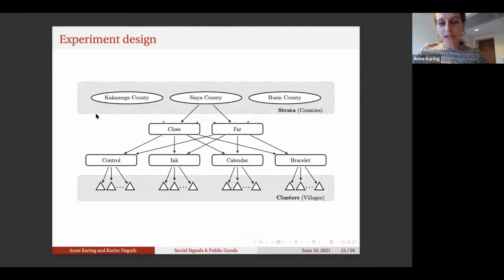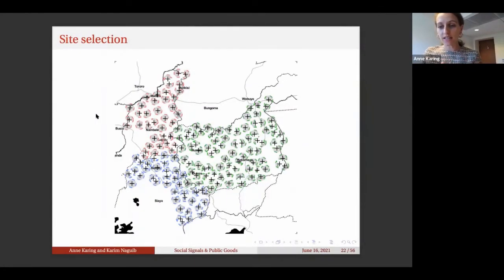So the design of the experiment was that we stratified this across three different counties: Kakamega, Siaya, and Busia County. Treatment locations were randomly assigned to be either far or close, and then the treatment locations were randomized into one of the three incentives, either ink, calendar, or bracelet, or into a control group. Just to give you an idea, this is the map of the area we're working in. These are the different colors of the three different counties. And here you see 144 treatment locations with a circle around them, which is the area where the community would be located, where we collected data, and where people either had to walk afar or a close distance in order to access a deworming treatment.